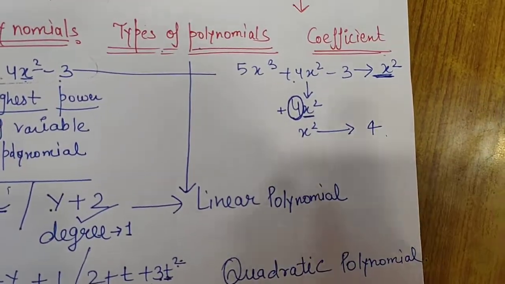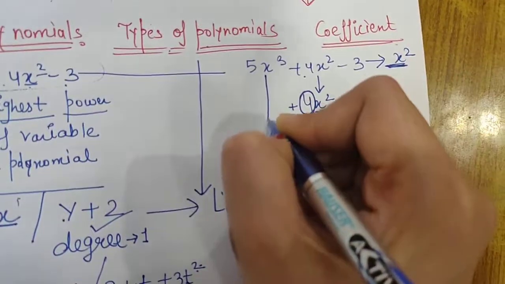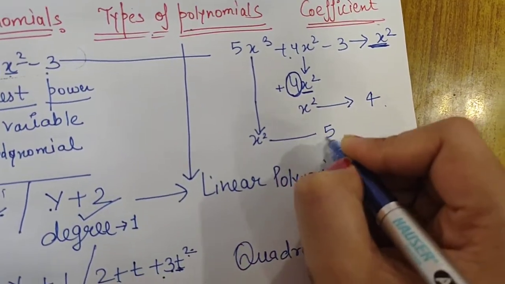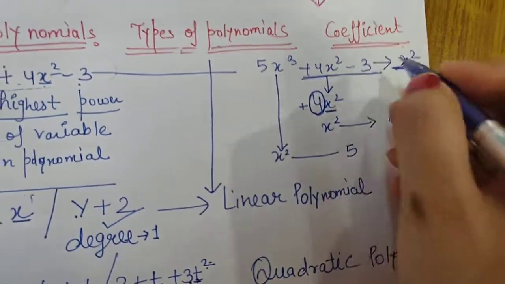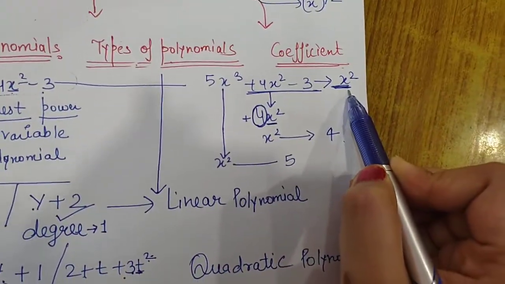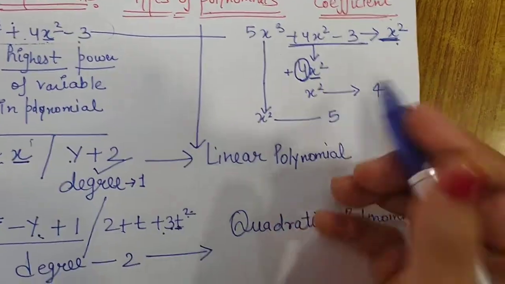Suppose in the same polynomial the question is asking the coefficient of x cube. So what is the coefficient of x cube in this term? 5. We will not take another term. So we will take the terms for which the coefficient has been asked in the question. Clear?